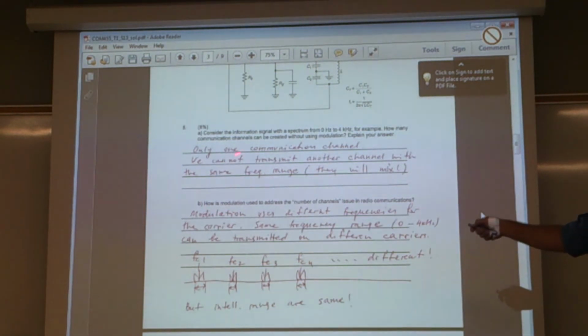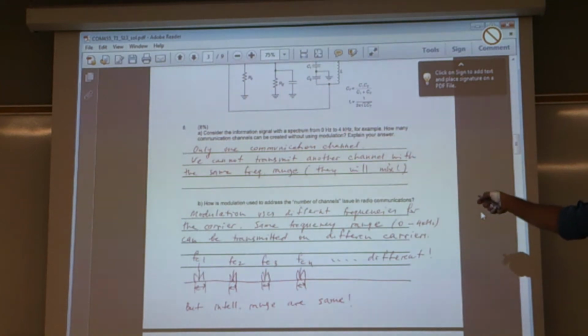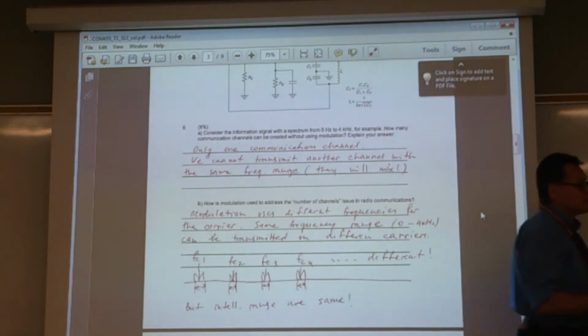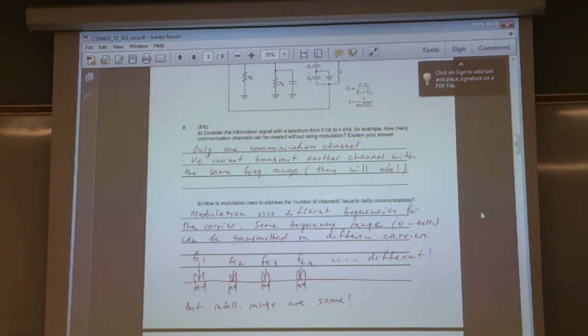And for this you will answer just one channel because we don't have any carriers. And for this, as many as the number of carriers. Right? That's the most important reason why we modulate the signal: to translate all these same things into different channels, different carriers, and then you tune to the different carriers and you choose whatever channel.